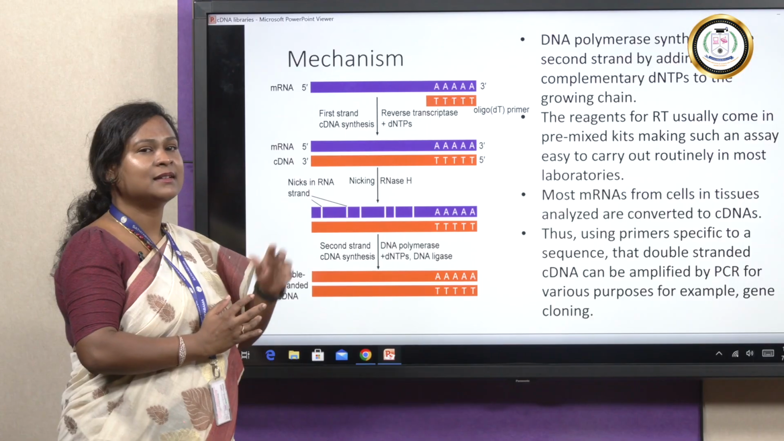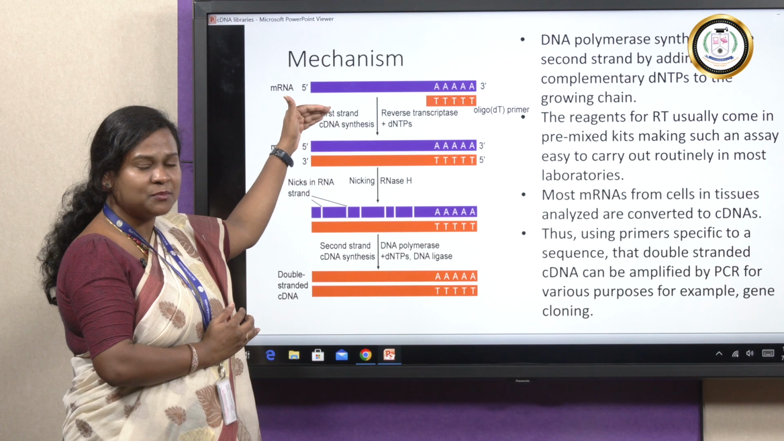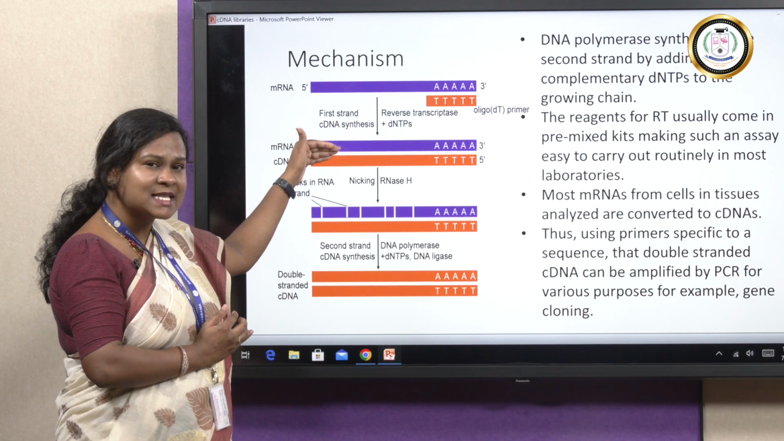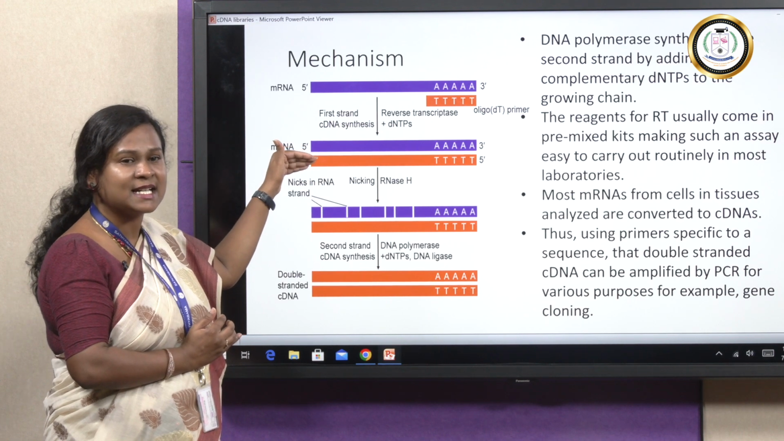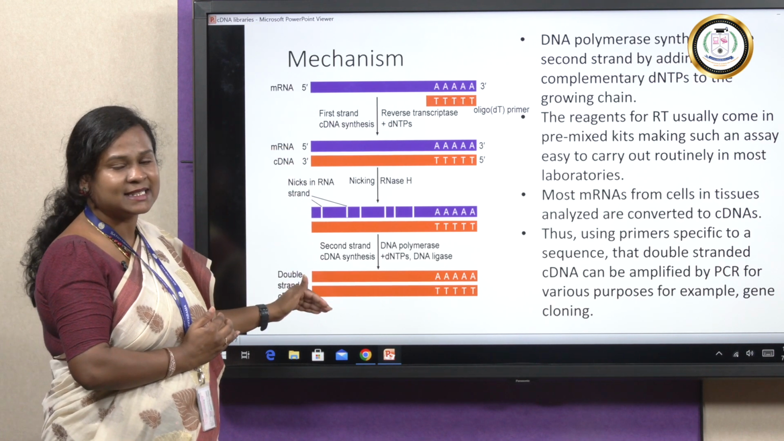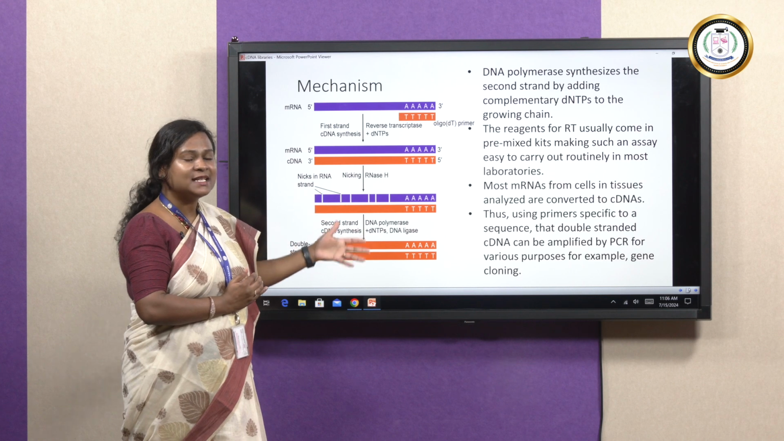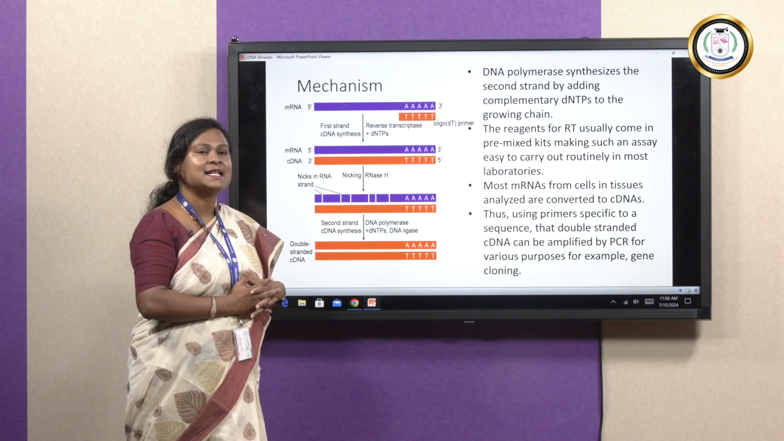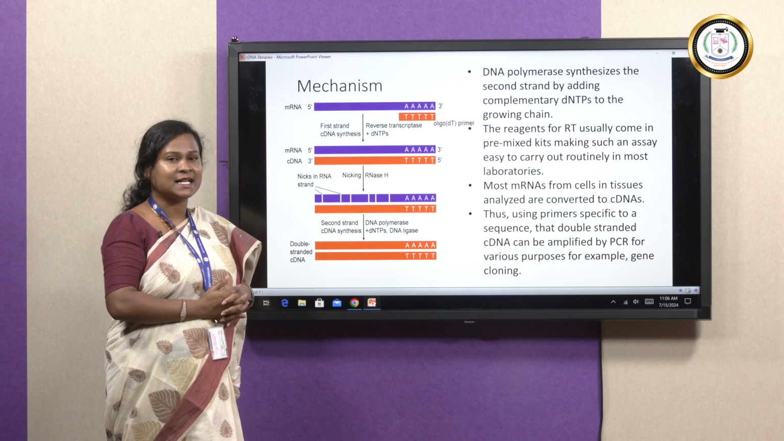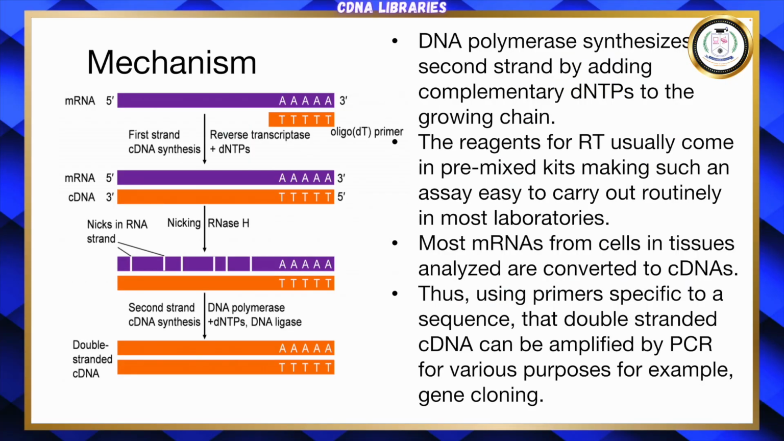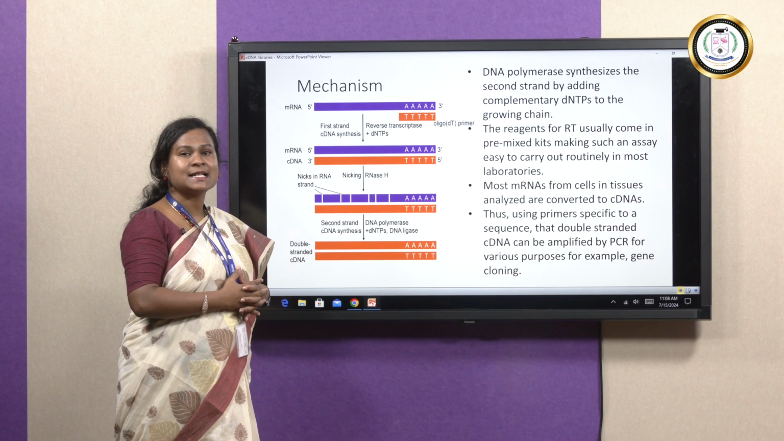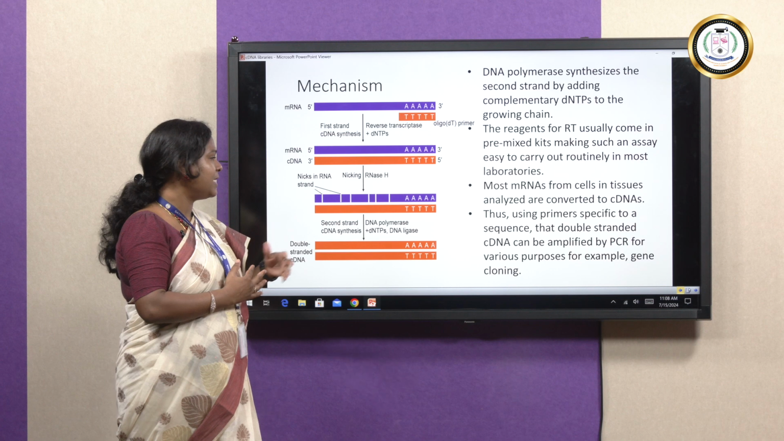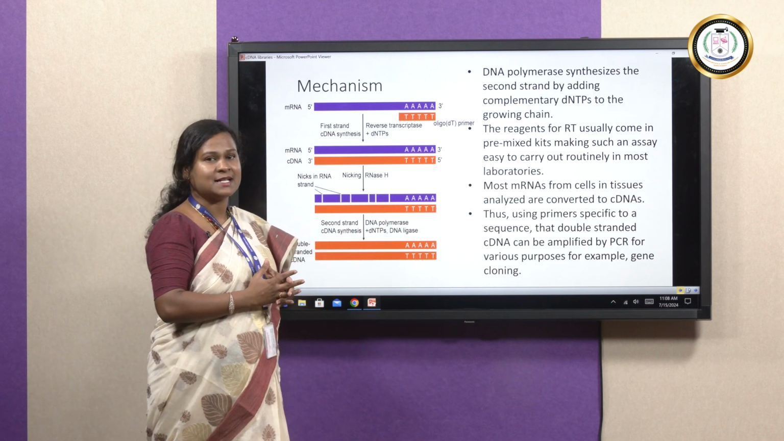Here the mRNA is used as a template, and by reverse transcription we synthesize the new strand, and from the first strand of DNA, the second strand is produced. By this process we can synthesize multiple strands as we desire, and this is the whole process and mechanism of cDNA library synthesis. In order to synthesize the desired DNA, we can use PCR to multiply the strands.